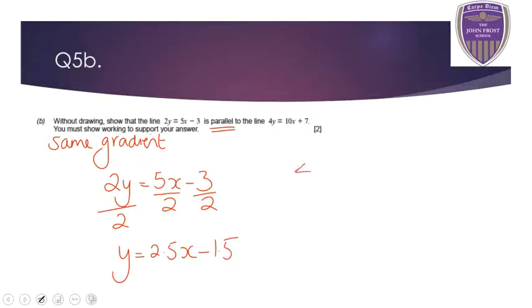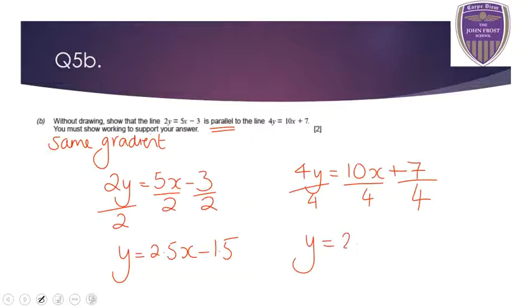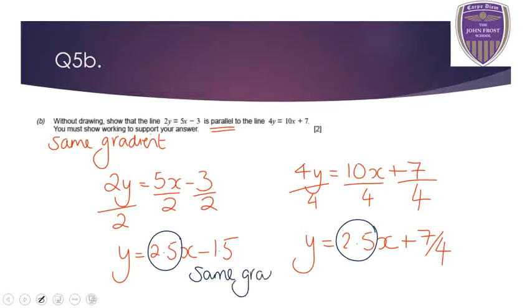For the second line, 4y equals 10x plus 7. To get y on its own, let's divide by 4. So y is 2.5x plus, I leave that 7 over 4. 2.5, because 10 divided by 4. So what you notice is they've got the same m value, the same gradient, so they're definitely parallel lines.